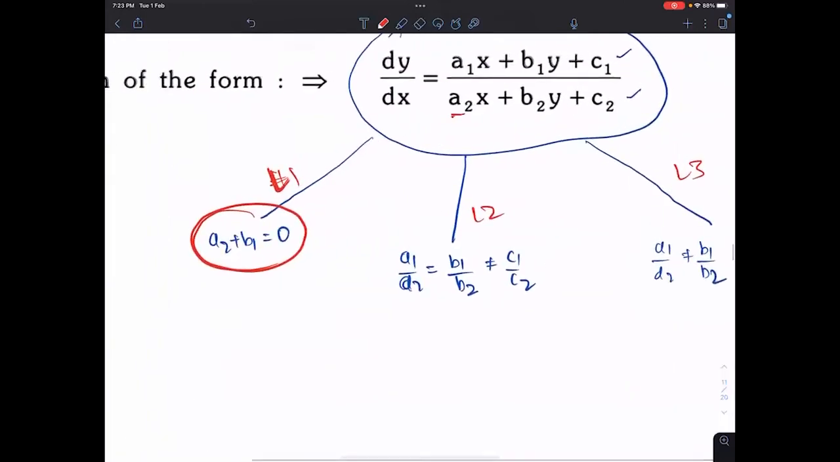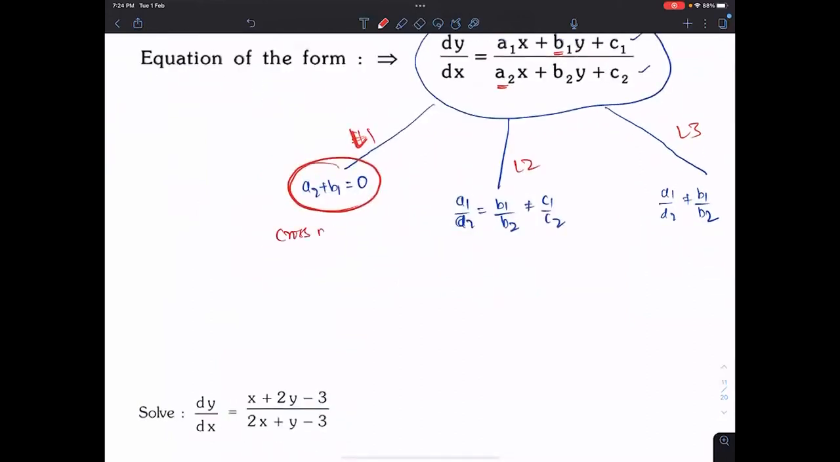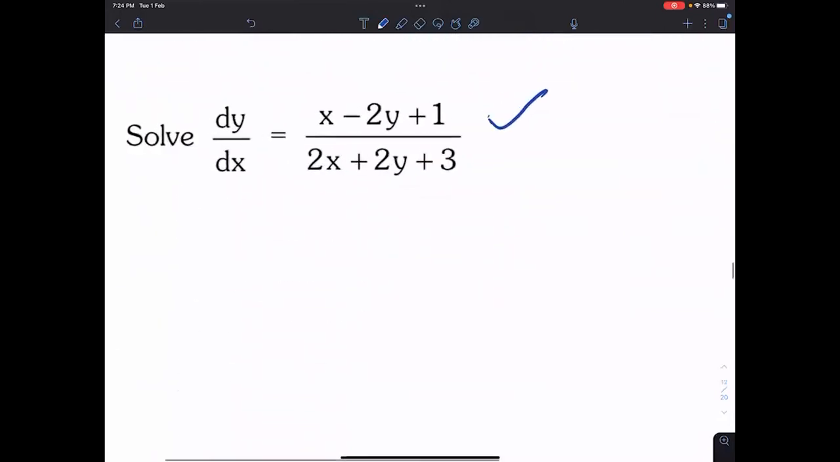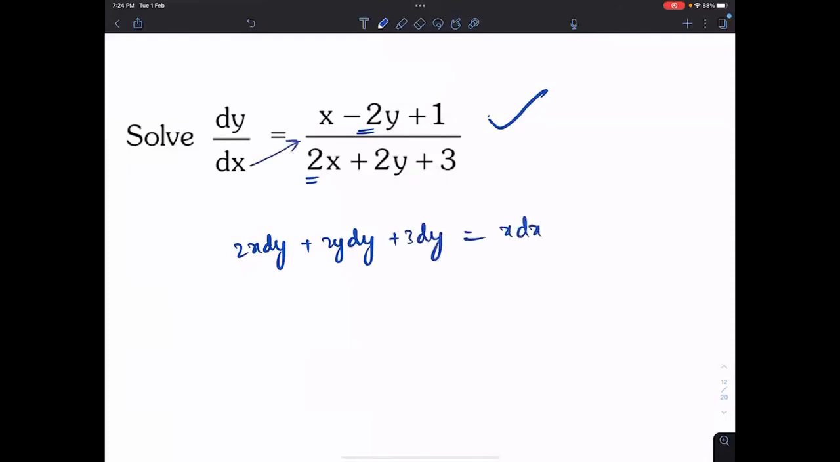Whenever you see that the denominator x coefficient and the numerator y coefficient sum to 0, then just cross multiply. That's all. You cross multiply, you'll get the solution. Let me take one example. Here, denominator x coefficient, numerator y coefficient, they are both adding to 0. Cross multiply. You will get 2x dy plus 2y dy plus 3 dy is equal to this dx. If I multiply this side, x dx minus 2y dx plus dx.